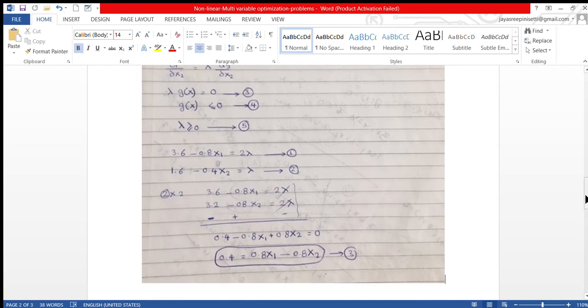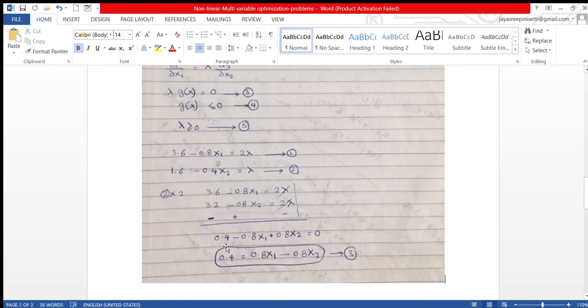And you have to solve them to remove lambda, and you get a new equation. Keep this one as it is. In this one you have to remove lambda, right? So multiply by 2, you get this equation, and subtract this. When you subtract, these two will be removed, and when you rearrange them, you get this equation.